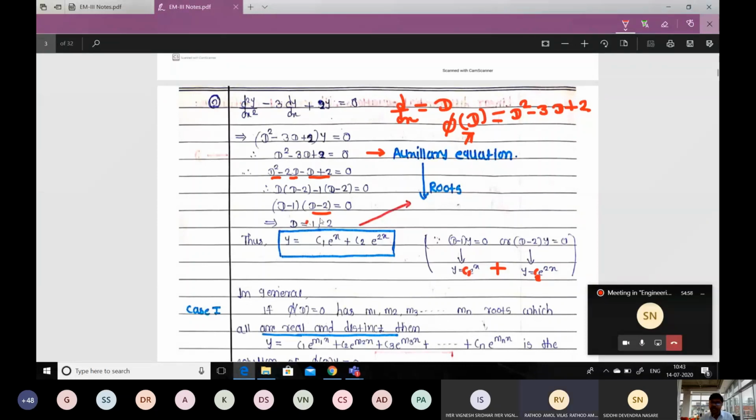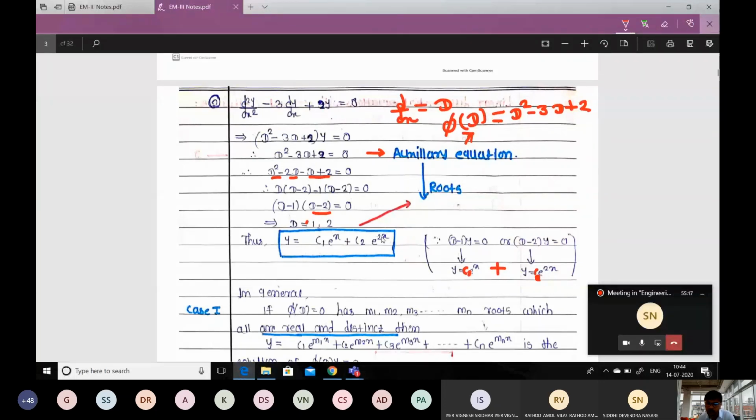So after getting the roots, if they are real and distinct, obviously corresponding to that, you write the solution c1 e to the power root times x. And corresponding to this another root 2, you write the solution c2 e to the power that root 2 times x. OK, but what about if we get roots real and repeated?